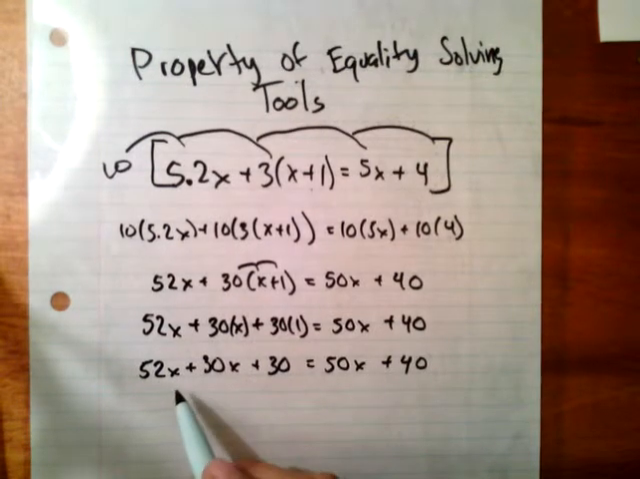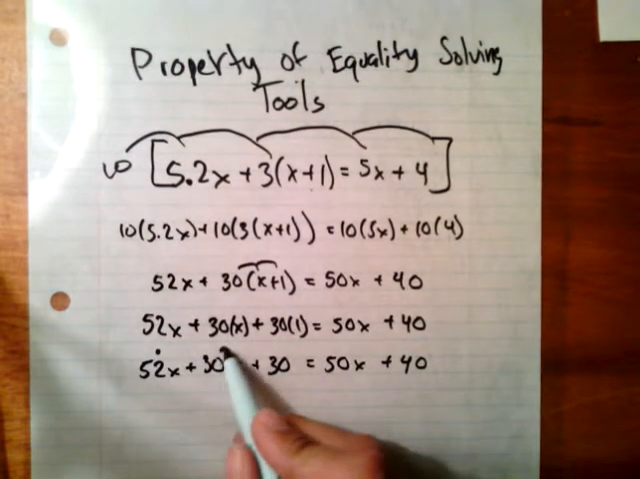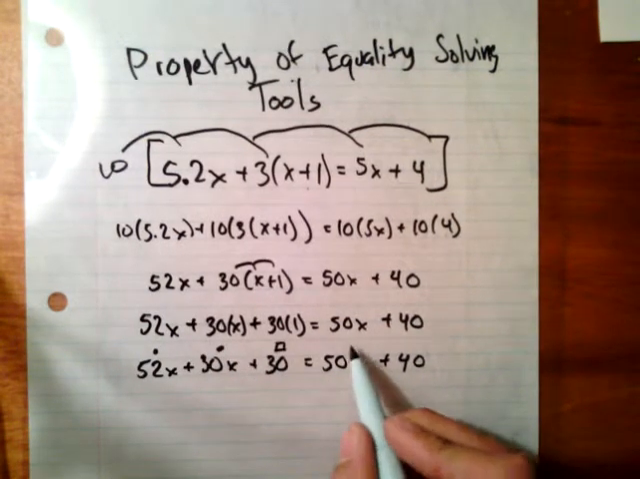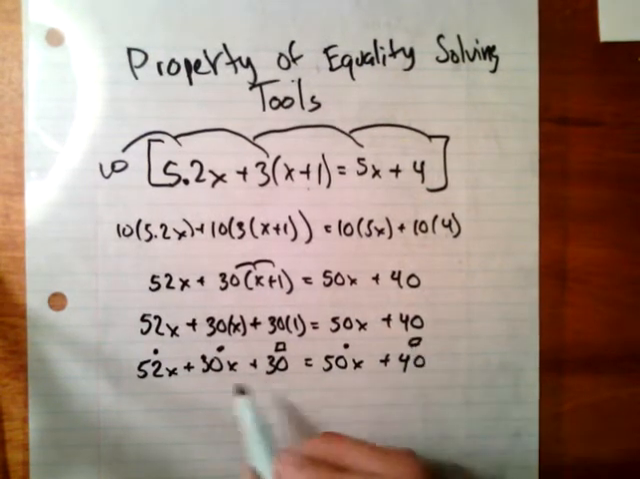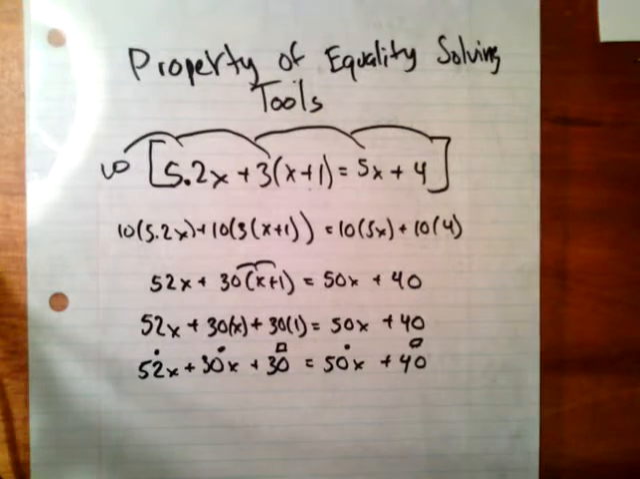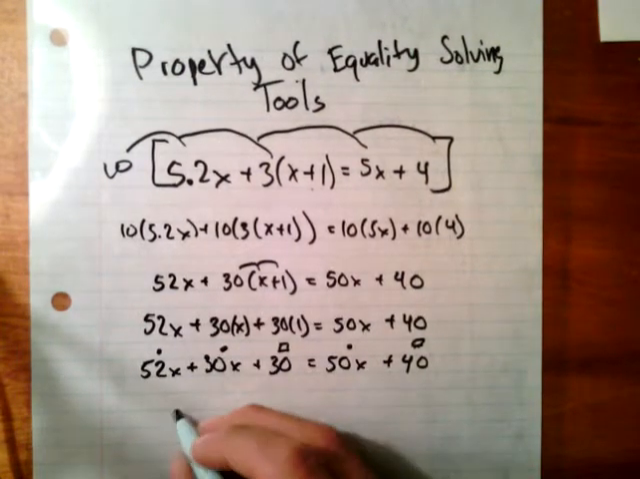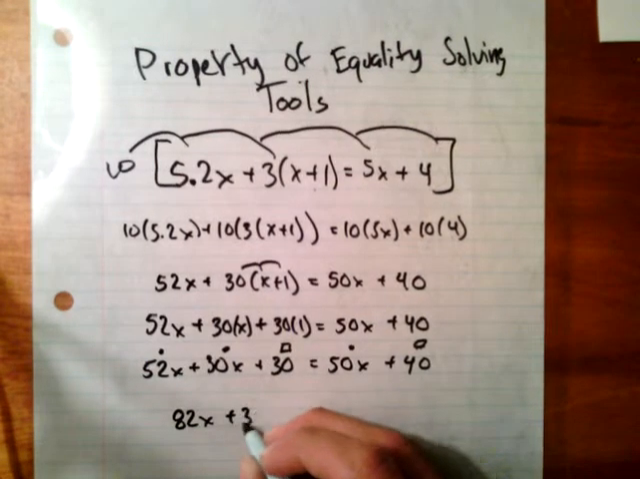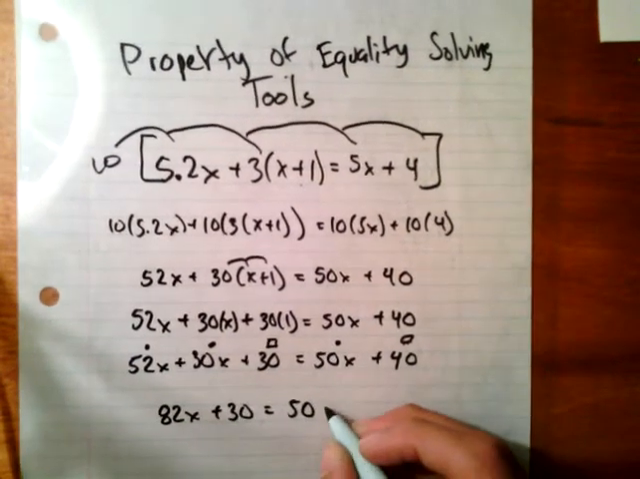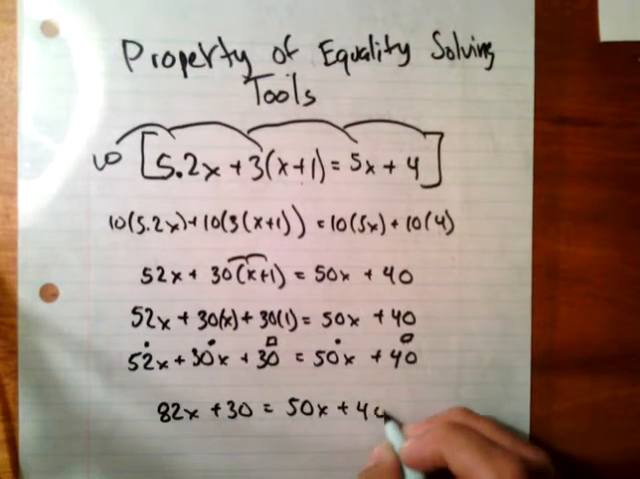We see that on the left-hand side, we have a variable and a constant. On the right-hand side, we have a variable and a constant. So the only thing we can combine is on the left-hand side, namely the variables. 52 plus 30 gives us 82x plus 30 is equal to 50x plus 40.